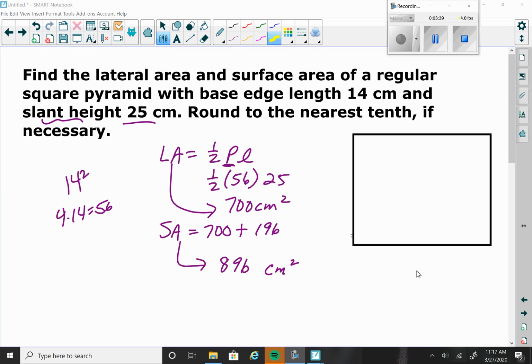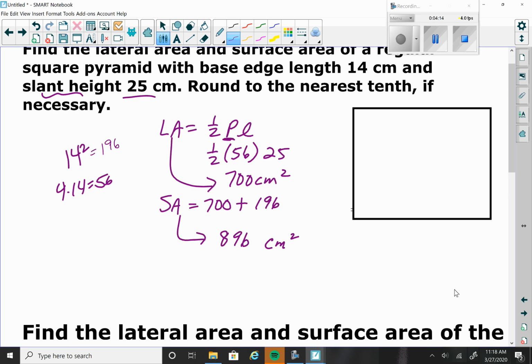So I came up with a lateral area of 700 centimeters squared. Again, the perimeter of the base was 56. 4 times 14 is 56. And then my slant height was 25. So 1/2 perimeter times slant height, 700 for my lateral area. My total surface area is the 700 plus the area of the base. Well, the base is a square, and I know that 14 squared is 196. So when I add those together, I get 896 centimeters squared for my total surface area. Again, that's a pretty straightforward, basic pyramid, finding the lateral area and total surface area.